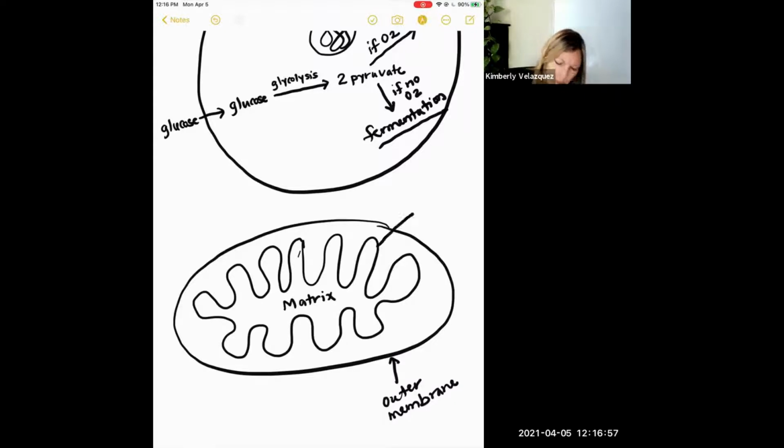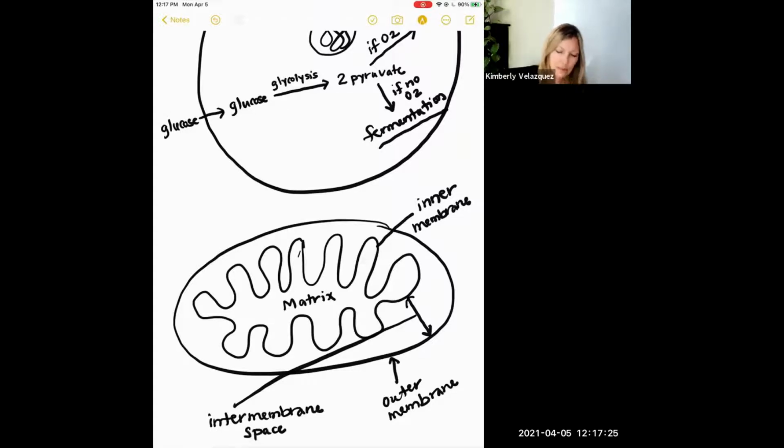This is the inner membrane. This space between the two membranes, this space here, is called the intermembrane space. It's a space between the two membranes. This is important because different stages of cell respiration are going to take place in different regions of that mitochondrion.